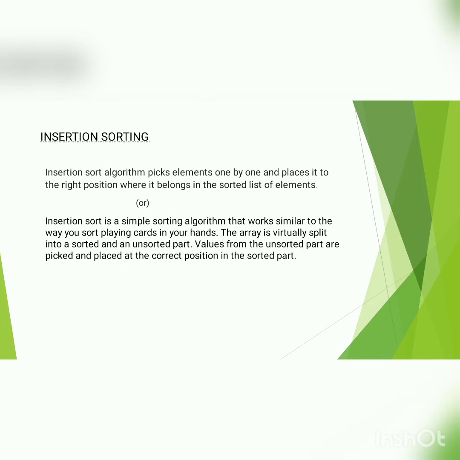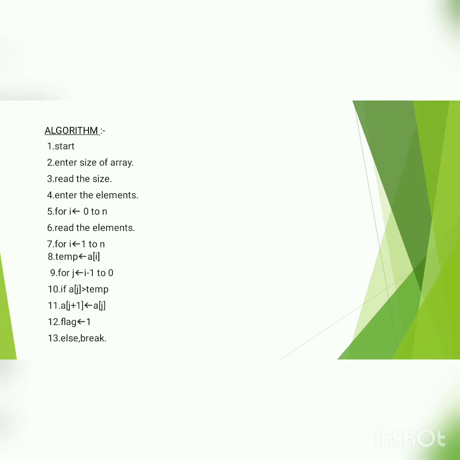The array is virtually split into two parts. One is sorted part and the other one is unsorted part. Values from the unsorted part are picked and placed at the correct position in the sorted part, or else insertion sort is nothing but arranging the elements in an ascending order. Now we will discuss about the algorithm.